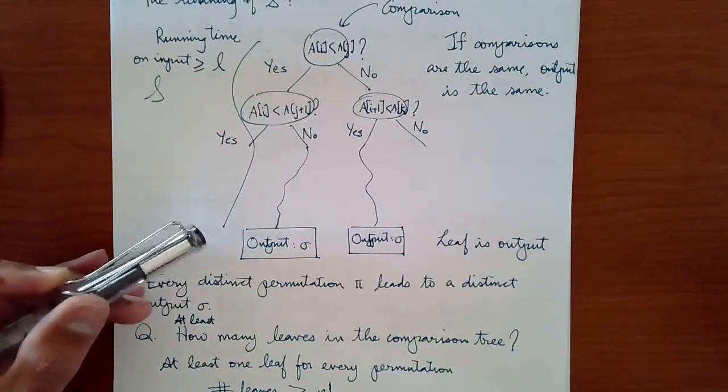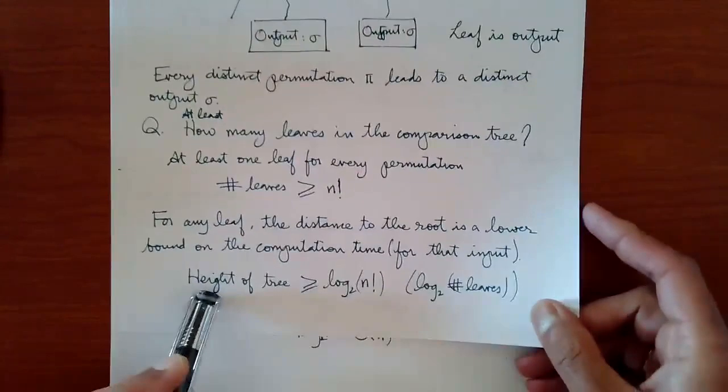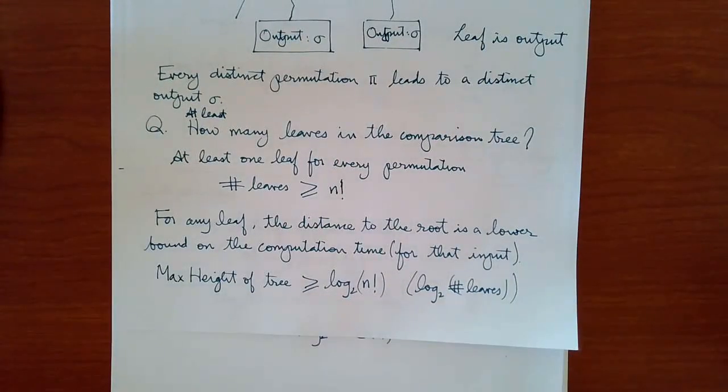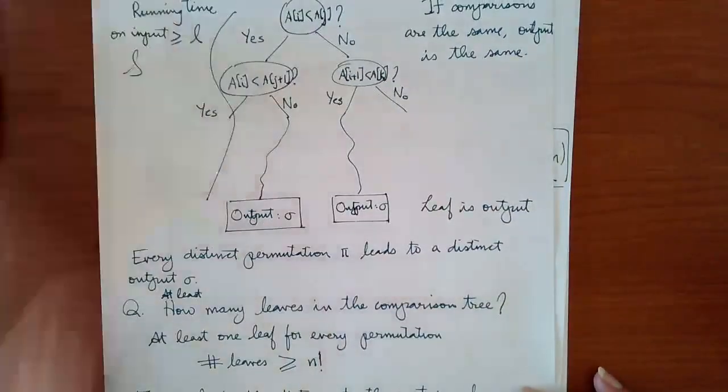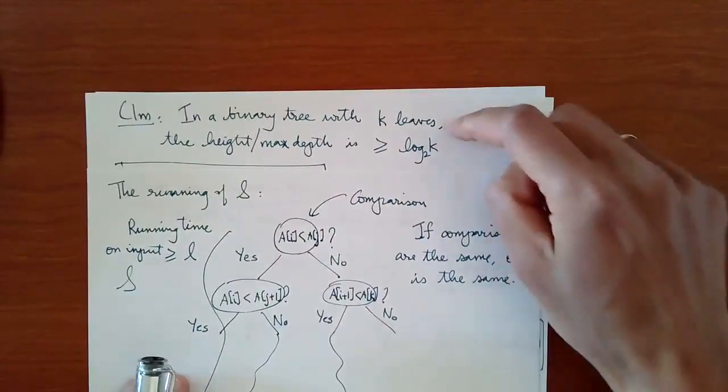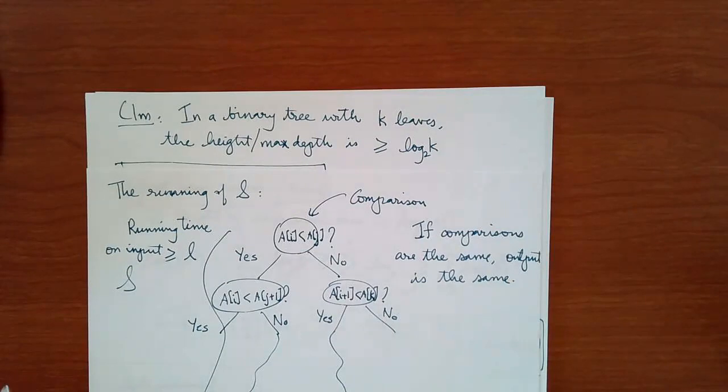That is very much true, but we are looking at the height of the tree, which you can think of as the max. The point is, there has to be at least some leaf that is far down. All the leaves cannot be high up. That's what this claim says. If you have k leaves, somebody has to be at least at depth log k. If the height is h, then there can only be 2 to the h leaves.